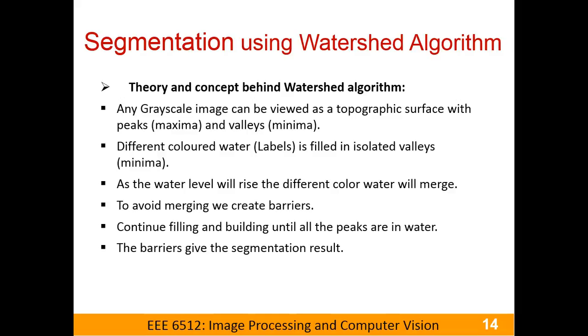Now we need to carry out the segmentation using the watershed algorithm. I would like to explain the theory and the concept behind the watershed algorithm. After any image has been converted into grayscale, the grayscale image can be viewed as a topographic surface, where high intensity denotes the peaks and the hills, while low intensity denotes the valleys.